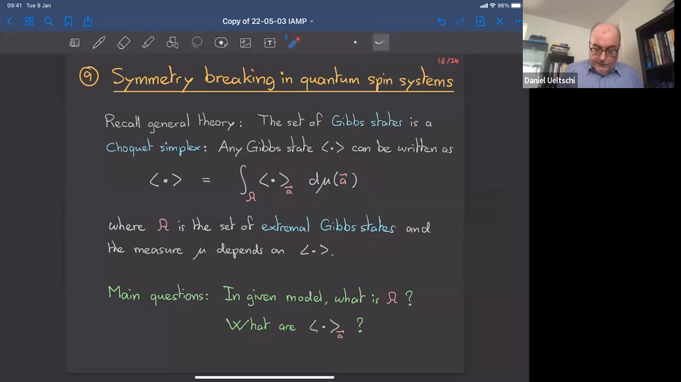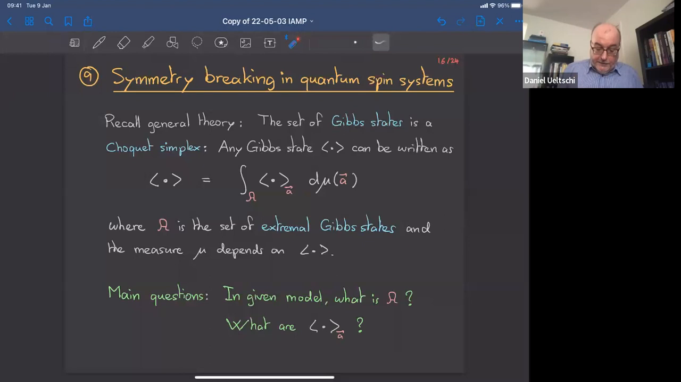And so this is a probability measure. The μ over here depends on the state over here. So in high temperature, it's usually easy to establish that there is a single Gibbs state. So the set of extremal Gibbs states contains a single element. This one must be the same. And so this is just the Dirac measure on a given point.